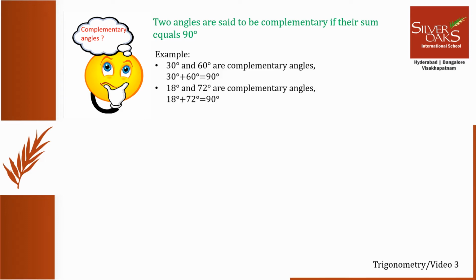Example, 30 degrees and 60 degrees are complementary angles. 30 degrees plus 60 degrees equals 90 degrees. In the same way, another example, 18 degrees and 72 degrees are complementary angles. 18 degrees plus 72 degrees is equal to 90 degrees.